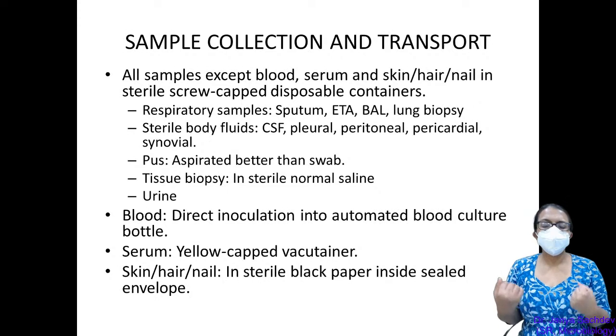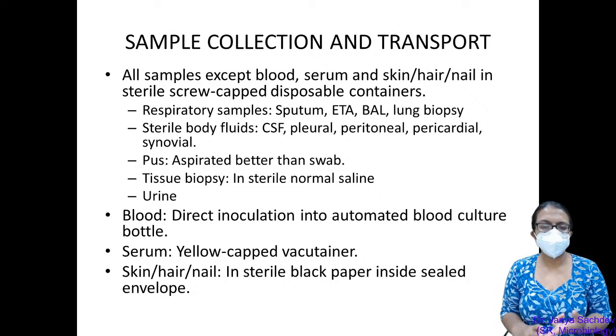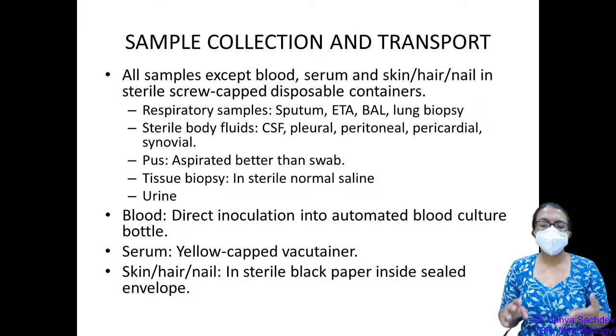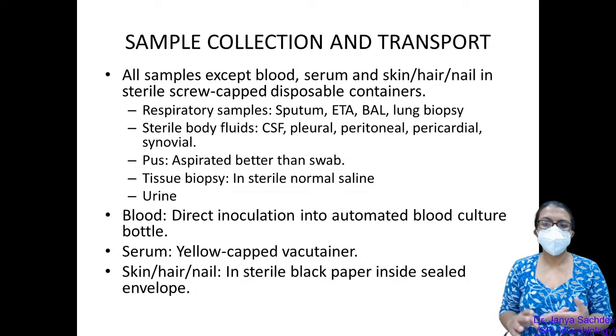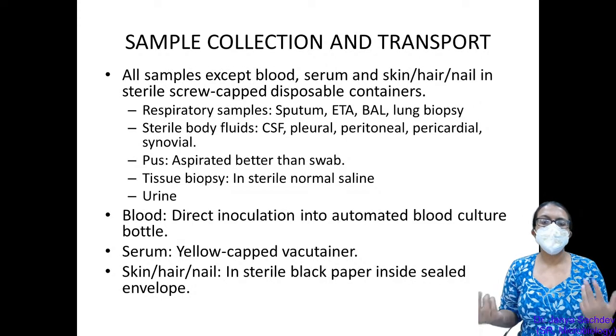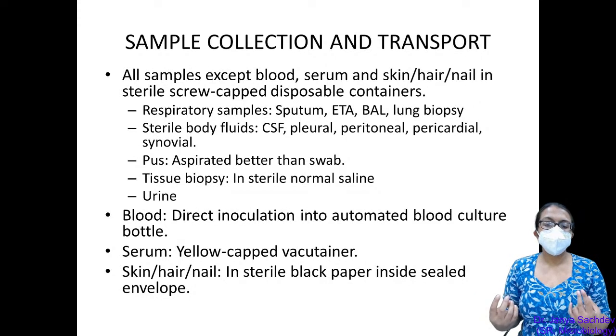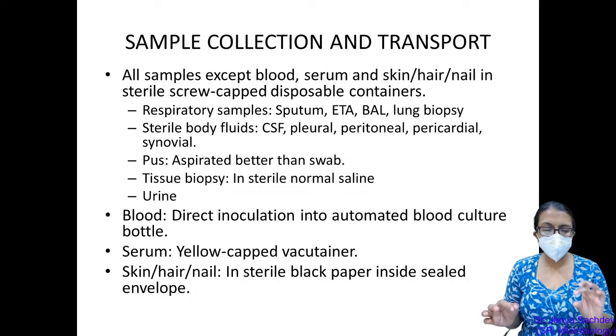So the most common samples we receive are things like respiratory samples, sputum, endotracheal aspirate, BAL, and lung biopsy. Sterile body fluids like CSF, pleural and peritoneal fluid, pericardial fluid, synovial fluid. We receive pus, which we prefer, pus which has been aspirated, so actual liquid pus rather than a swab, because the yield and the sensitivity is better in that case.